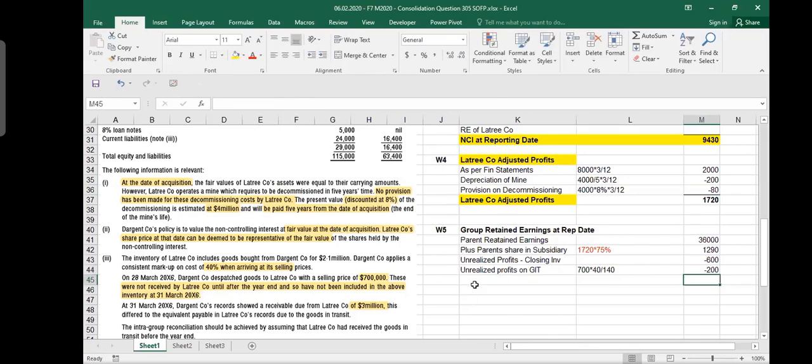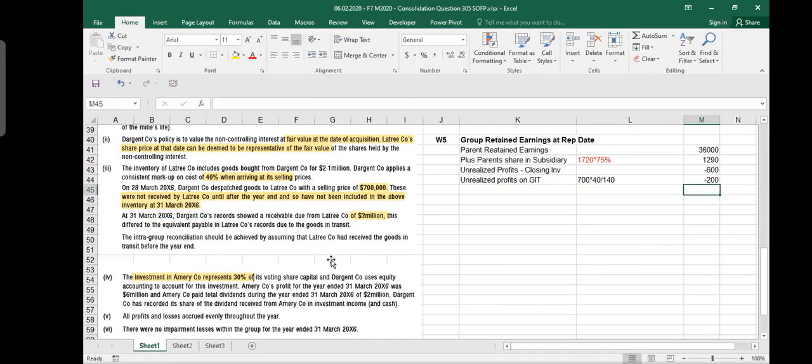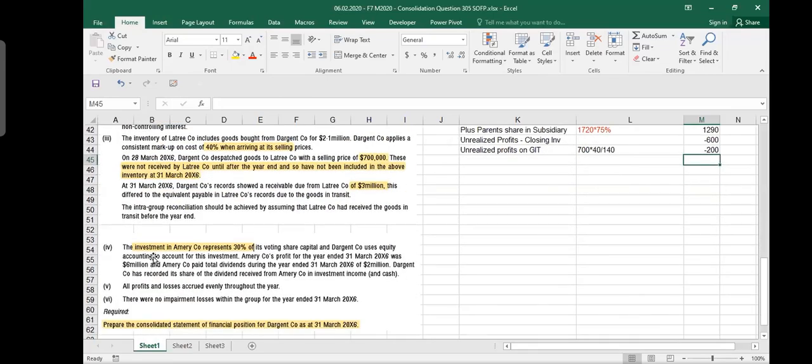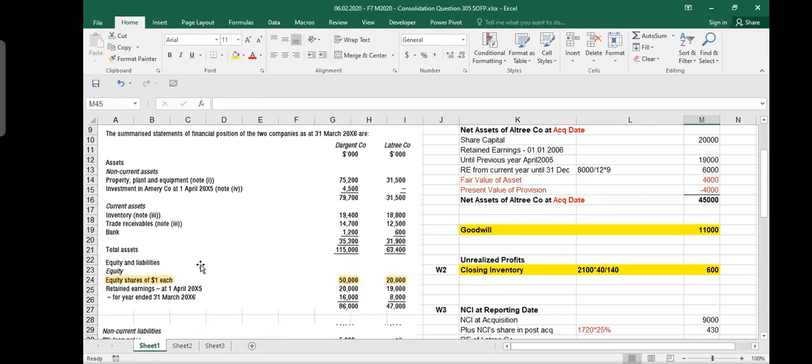Now, one more thing, and I think probably this is the last adjustment which we did not read. It was adjustment number 4. It says that the investment in American company represents 30% of its voting share capital, and Dargent company uses equity accounting to account for this investment. When you go back to the parent company balance sheet, you see there is an investment in American company at 1st April 2005, note number 4. It was 4,500 in their books. So they made some investment.